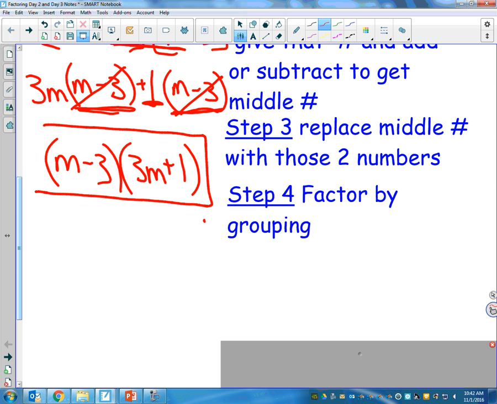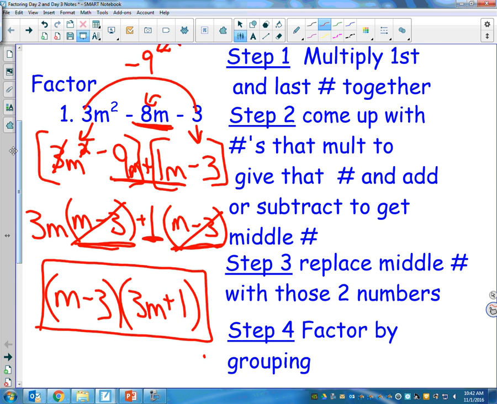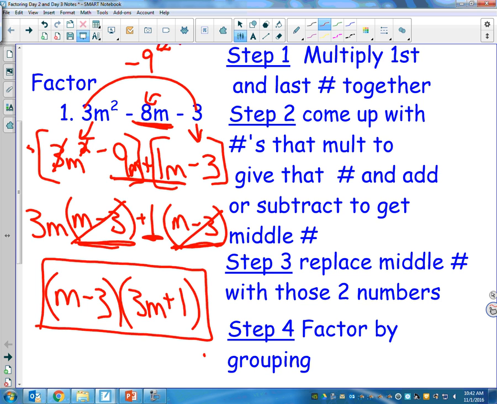And again, you could check your answer really quickly. Like, you could FOIL this back out, and you would get 3m squared plus m minus 9m minus 3, which is this step right here, which would reduce back to that original expression. Okay, so this is the focus of the day.